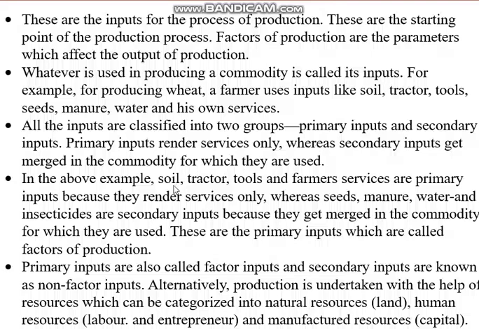Here he is explaining the primary and secondary inputs. The soil is only giving service for 3 months or 6 months. It is bearing the plants. The tractor is only plowing. The tools are only being used for a short time. The farmer himself is not becoming wheat. Our tools, tractor, and soil are not becoming wheat. Therefore they are only providing services, so they are primary inputs.